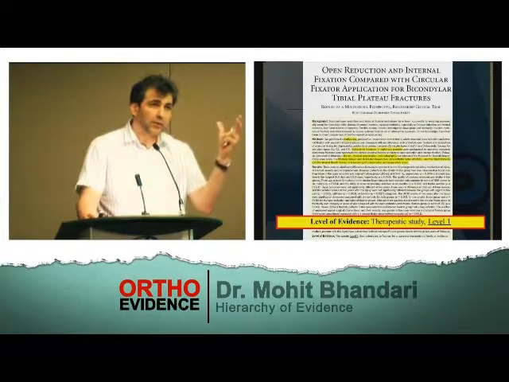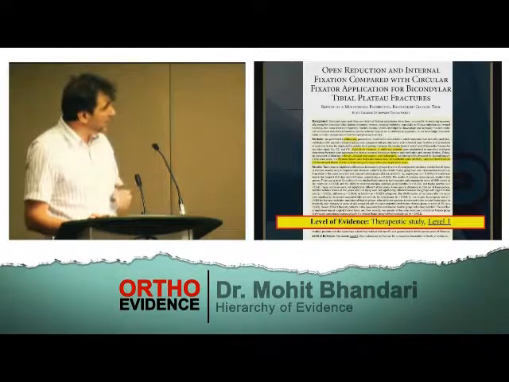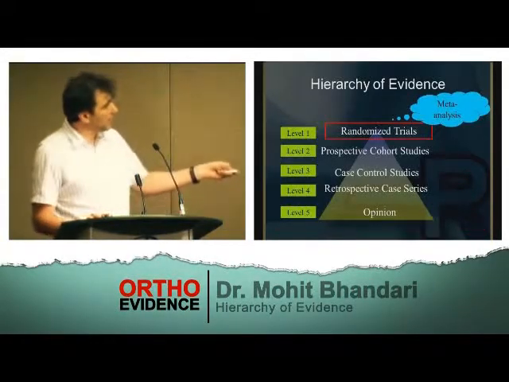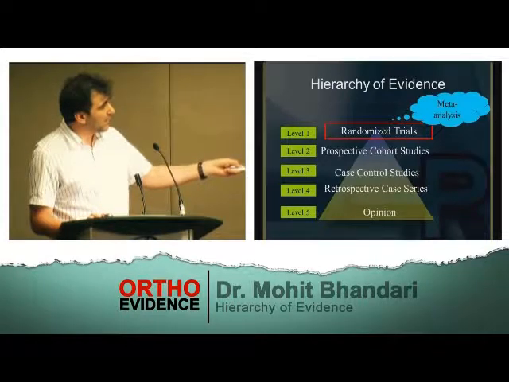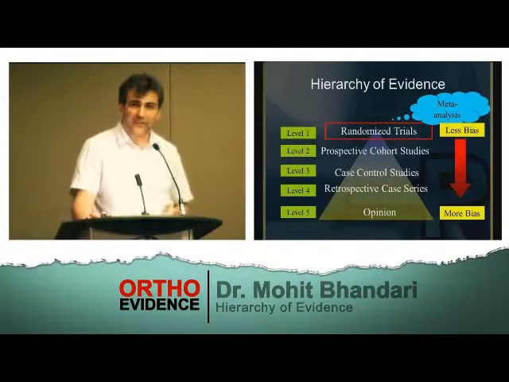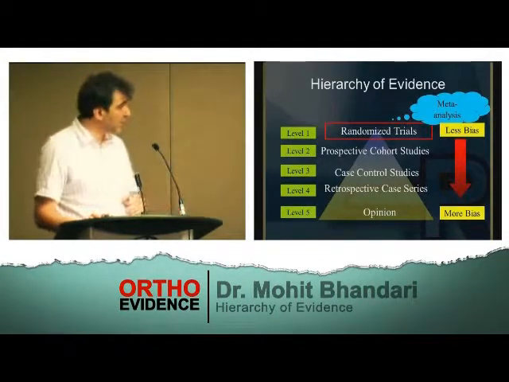So if someone says level 1 evidence to you, it's a randomized trial. But in this problem, and as with throughout, the principle here is that randomized trials introduce less bias. And as you move down this hierarchy of evidence, there's more bias. That's basically the principle, and we're going to hear lots about bias limiting features tomorrow.